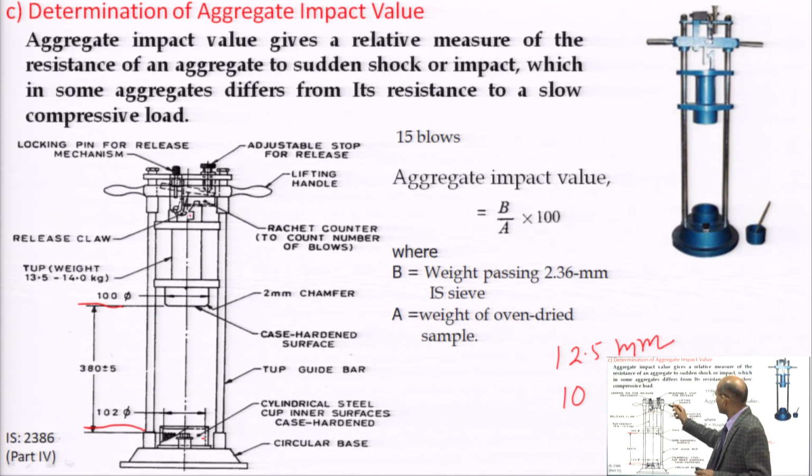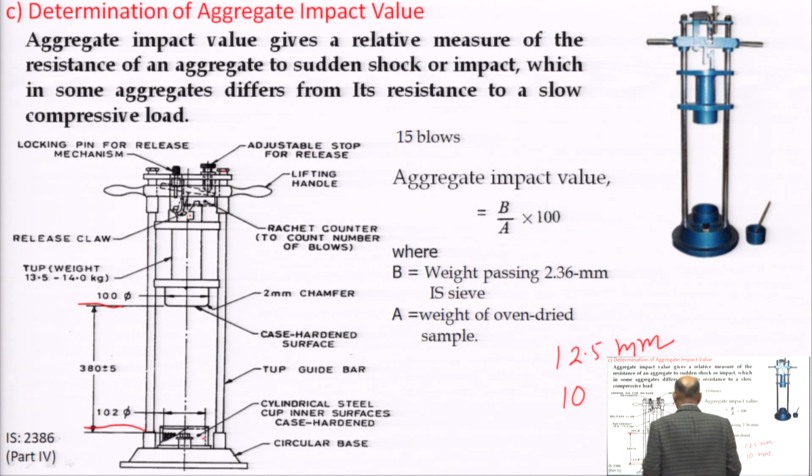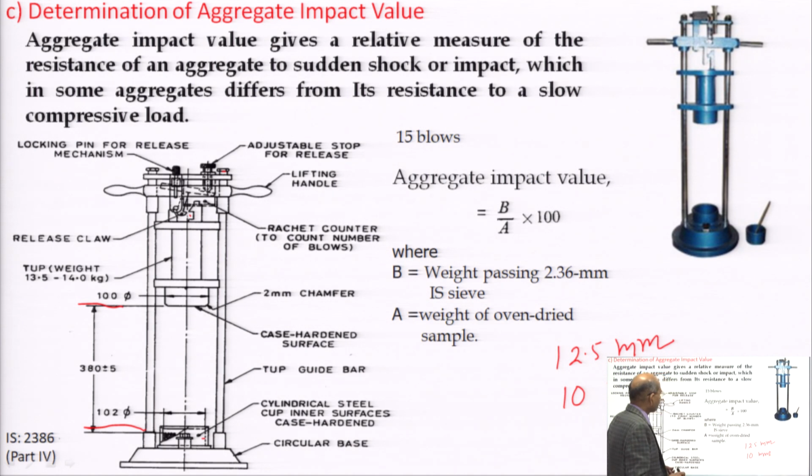Sometimes a counter will be given. With the help of that counter you can count how many blows we put. Generally we have to put 15 blows. So, we drop this hammer 15 times, and after that we remove the sample and sieve this aggregate through a 2.36 mm IS sieve. Aggregate impact value is given by B by A into 100.